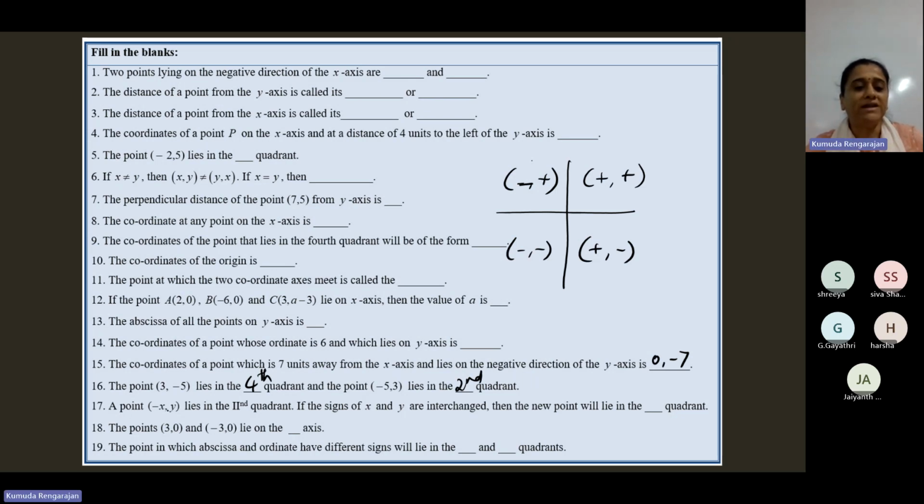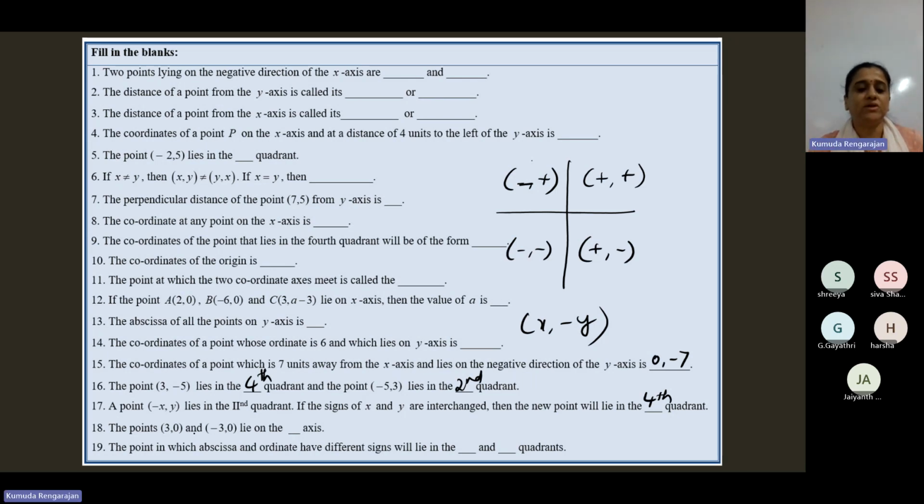A point minus x, y lies in the second quadrant. If the signs of x and y are interchanged, so that means it will be x, minus y, then the new point will lie in the dash quadrant. So if the signs are interchanged, that is x, minus y, then it lies in the fourth quadrant.